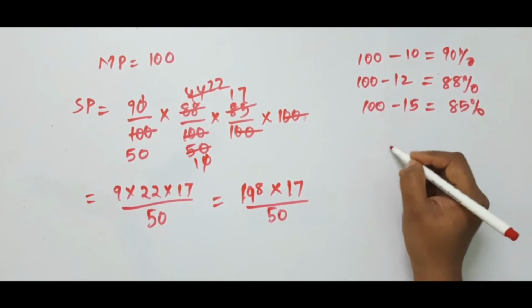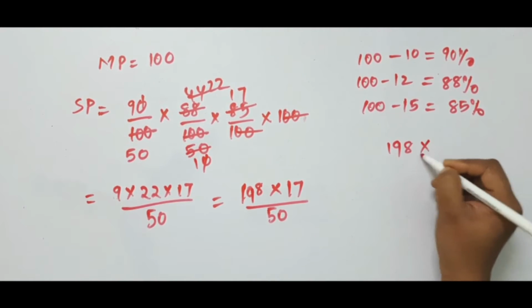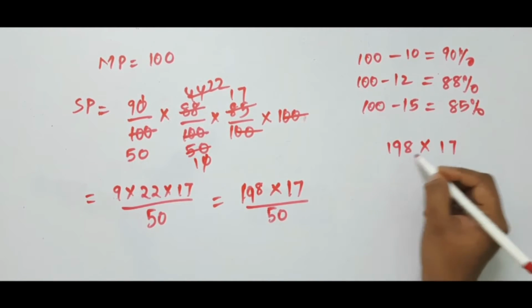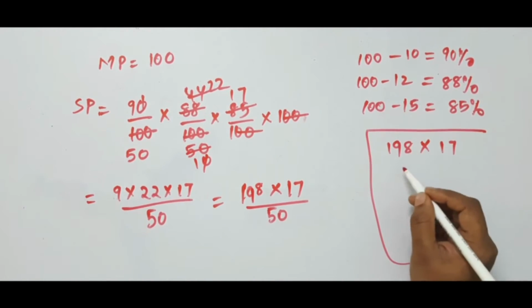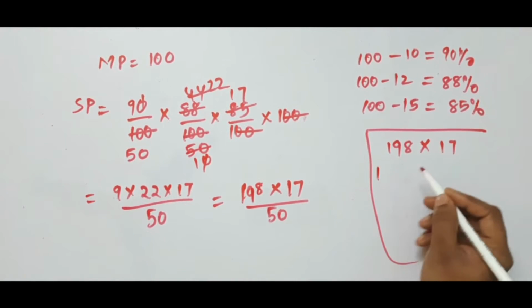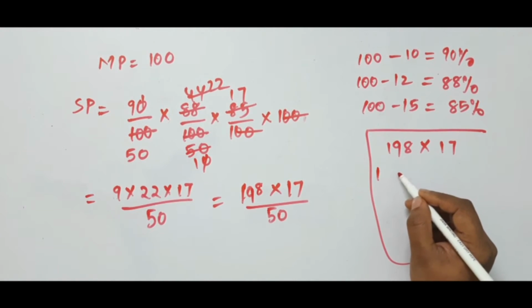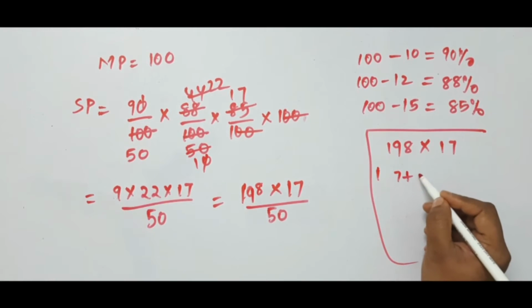So we have to use the multiplication trick here, as I explained in my channel. Here 3 digits. So here 2 digits, this becomes 1, and 1 into 7 is 7 plus 9 into 1 is 9.